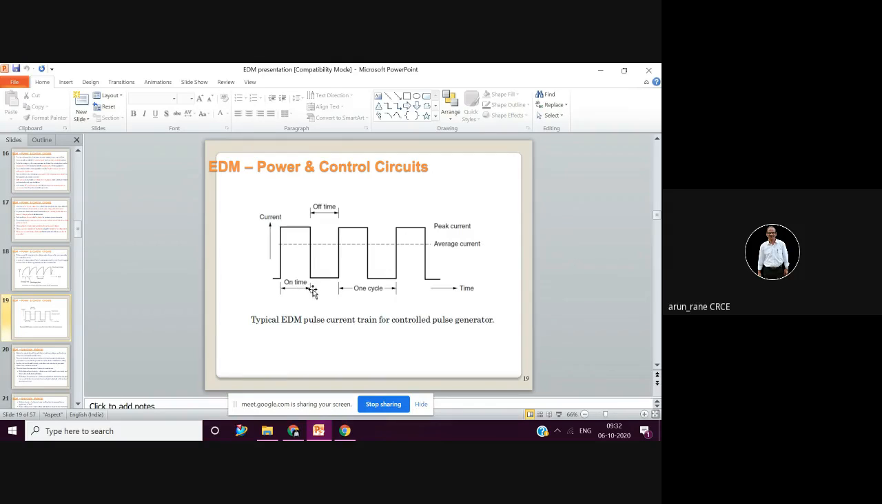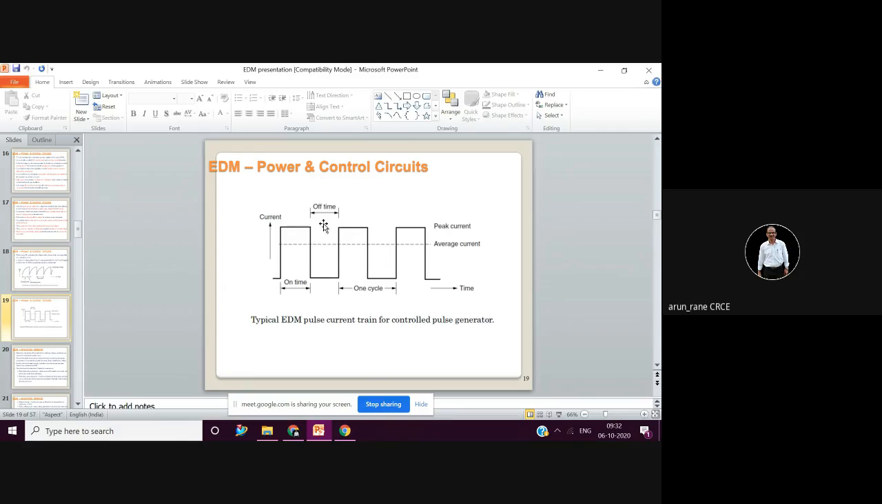So you have to have a trade-off or compromise between on time and off time. Obviously, if you keep off time more, in this case on time and off time are the same, but if you keep off time more, then what will happen? Yes, your debris will be flushed away easily, but during the off time, as I said, machining is not happening, no erosion is happening. So obviously, your material removal rate will be slow. Your machining time will increase if you are keeping off time more.